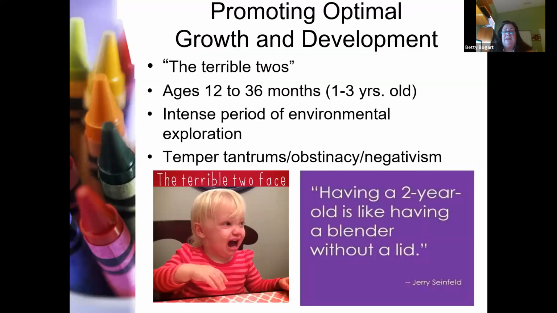So toddlers, as I said, these are my dive bomb kids. These are children with no fear and they explore the world like crazy. It is ages 1 to 3. And I love this saying: having a 2-year-old is like having a blender without a lid because they're everywhere all at once. And they're very difficult to keep up with because you just want to protect them from any sort of dangers. It is the no, no, no, me, egocentric stage. It's all about me. They don't want nobody else, and they're moody as moody can be. This is part of having a toddler.